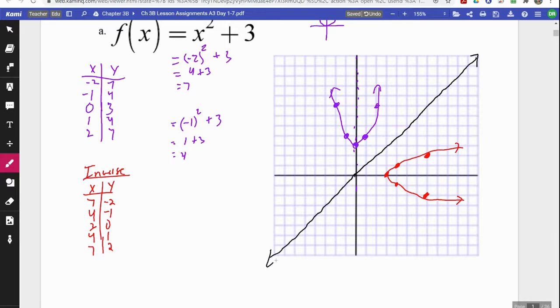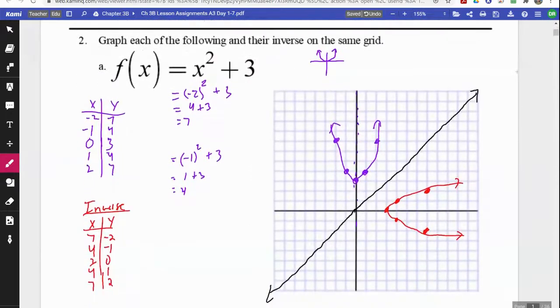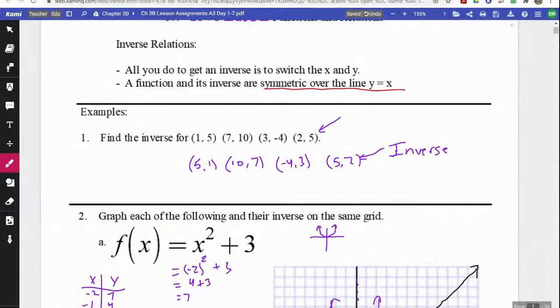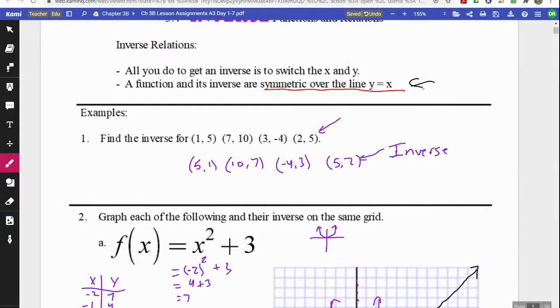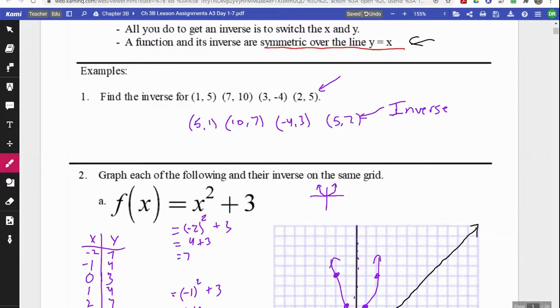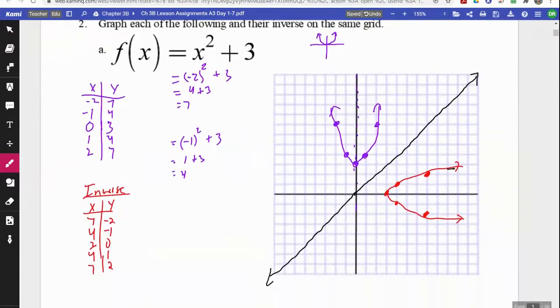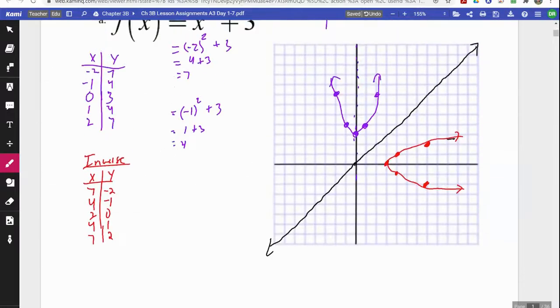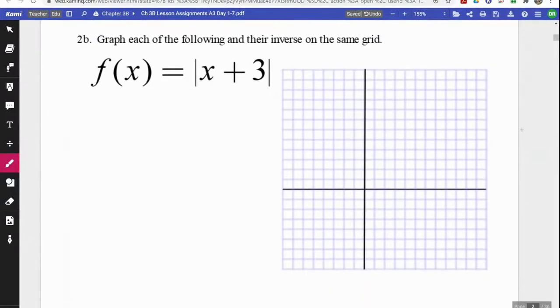And you can see it's just symmetric over that line. Like if you folded this paper in half along this line, this would line up right on top of this. So that's what that second bullet point means. But really, in terms of how we do this, we just generate ordered pairs and then swap your x and y's. Ta-da.